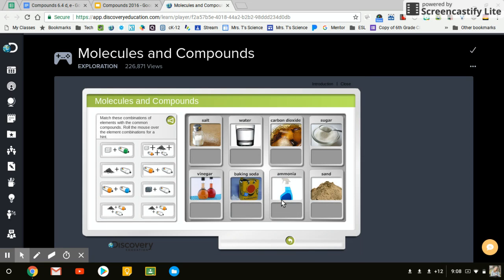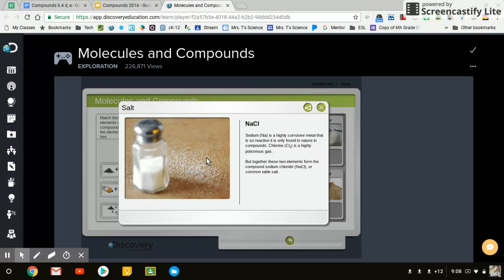Let's hit continue. If you look over here, you see some common compounds that we use every day. Match these combinations of elements with the common compounds. This is the really, really important part here. It says roll the mouse over the element combinations for a hint. Let's do the first one together. So you'll notice if you do this here and roll over, you'll see that this picture is sodium and chlorine, and it's used to season food. Well, I know if I put this over here, I think that we're talking about salt, so I'm going to drag it over, and you'll see that I'm correct.